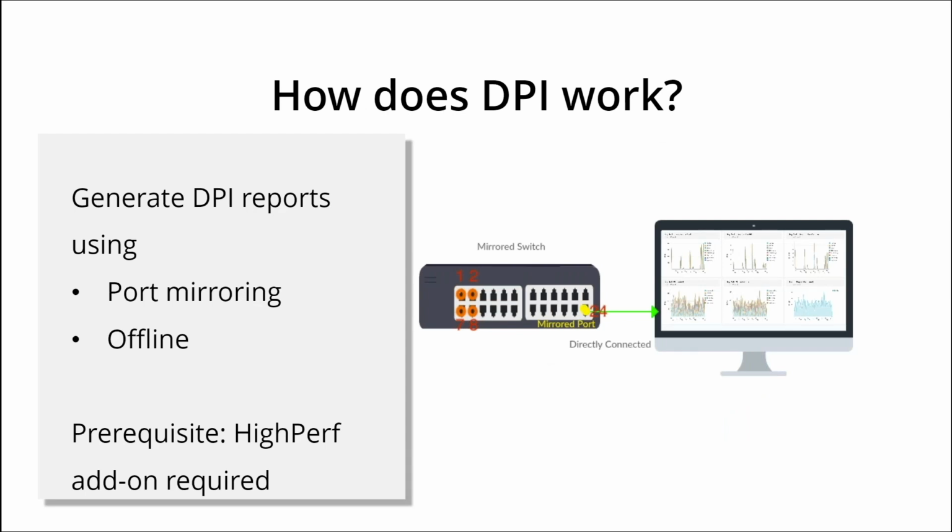So you can now work with DPI in such a way that, because DPI does not use flow, these are the packets that are coming in. This is basically packet capture, but an advanced version where you can generate reports by two methods. One is port mirroring and the second one is offline. So let me show you how it works.